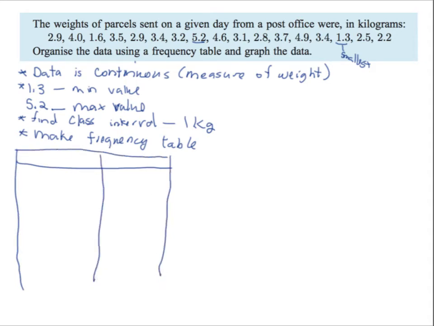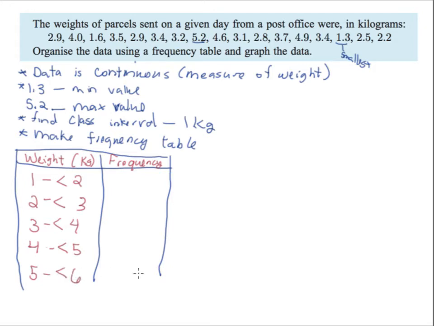Once we've figured out our class intervals, we need to construct a frequency table. In the left-hand column of the frequency table is our class intervals, which in this case is weight in kilograms, and on the right is our frequency. So we're going to go from 1 kilogram to less than 2, from 2 kilograms to less than 3, 3 kilograms to less than 4, 4 kilograms to less than 5, and I need one more to get my max value in, so 5 kilograms to 6, and then I stop.